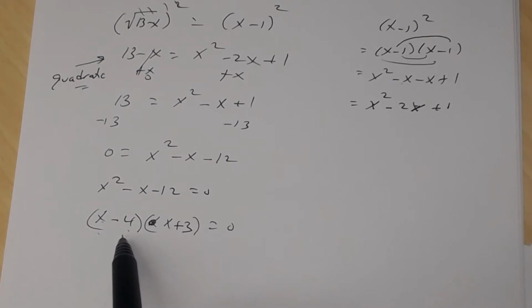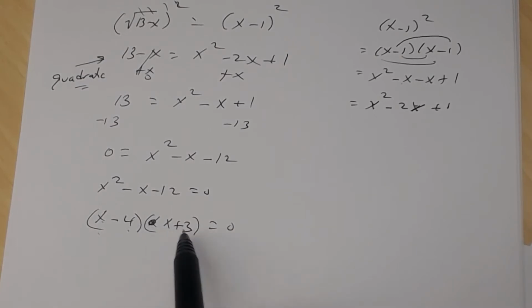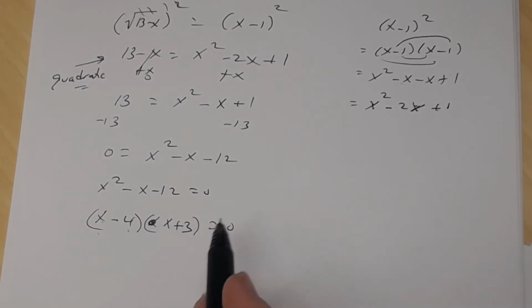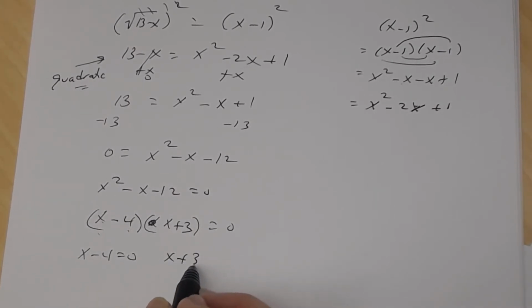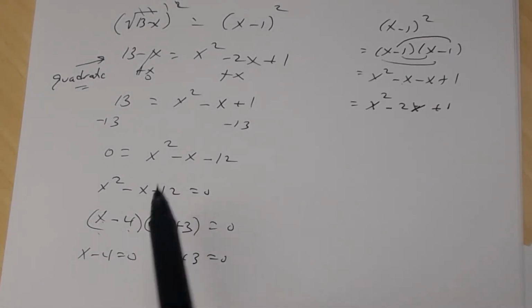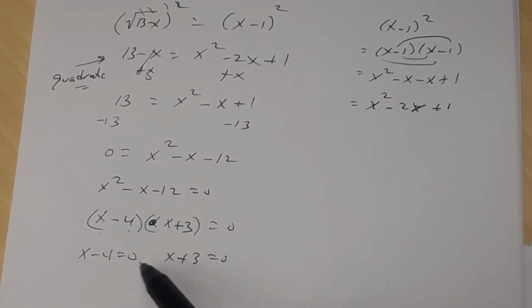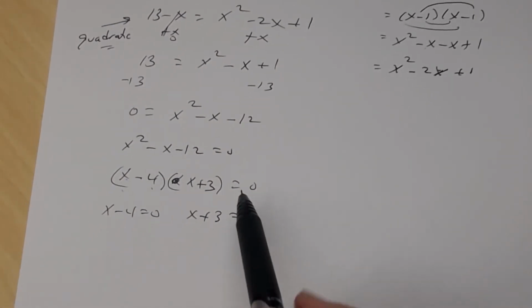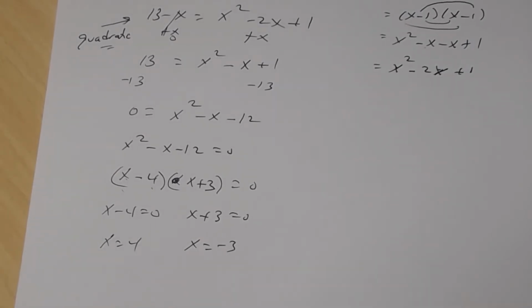Okay, so remember what we did next. Once you factor, you solve this quadratic equation. You're going to set each factor equal to 0. That's the zero factor property. So I get x minus 4 equals 0 and x plus 3 equals 0. Notice I went from this quadratic equation to two linear equations. And so I get x to be 4 and x to be negative 3.